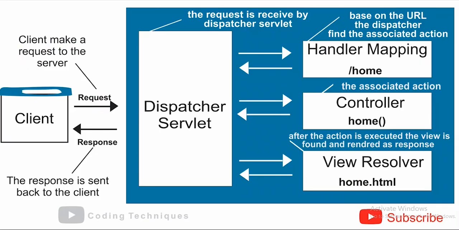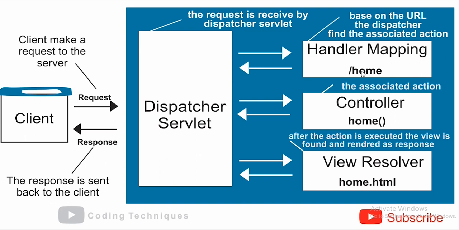Here is the architecture of Spring MVC. The client makes a request to the server, and the request is received here by the dispatcher servlet, and then based on the URL, the dispatcher finds the associated action. And the associated action in this case is home.